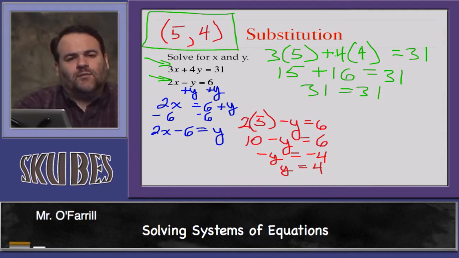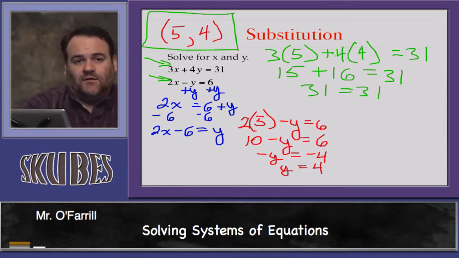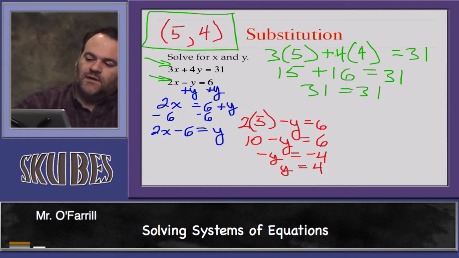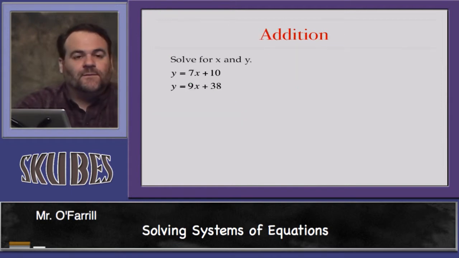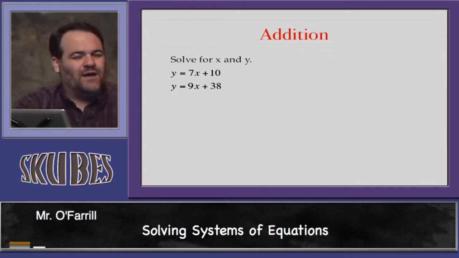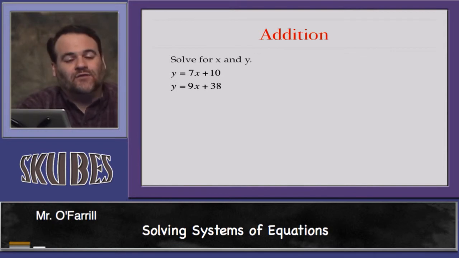So we just did two problems using the substitution method for solving a system of equations. But there is another method that's available. Some people call it combination. I like to call it addition. All we need to do is add the two equations together a certain way, and we're going to be able to get the same answers that we did before.